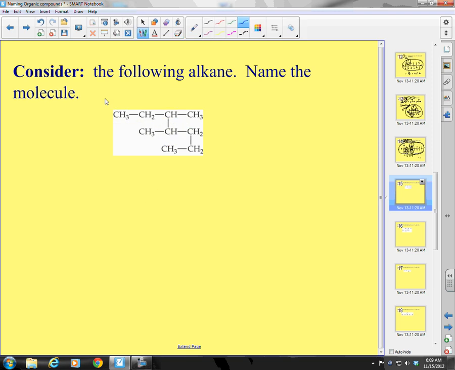I can't backtrack. What if I went this way? I'm gonna come down here. Gonna come down here. That is 1, 2, 3, 4, 5, 6, 7. So I have 7 carbons. That would be my longest chain.